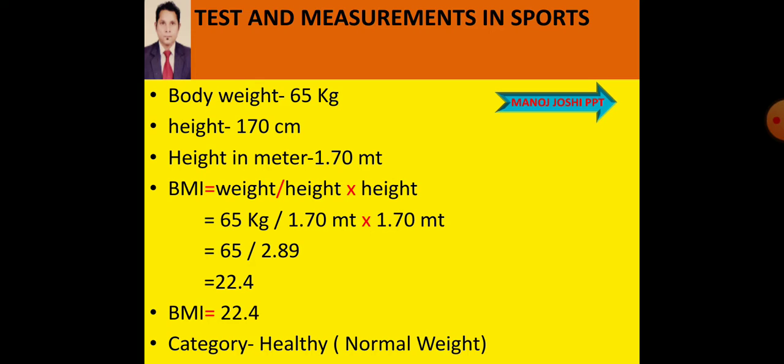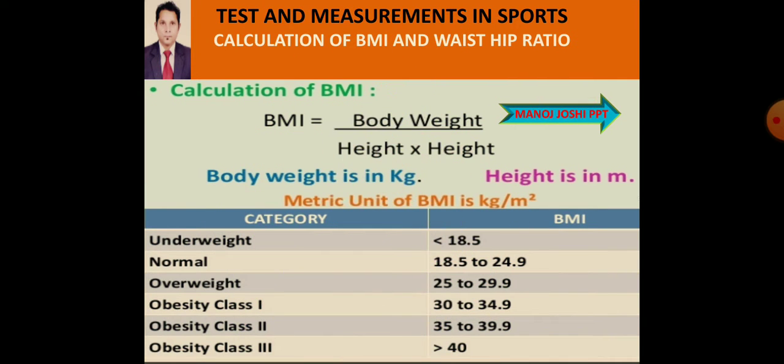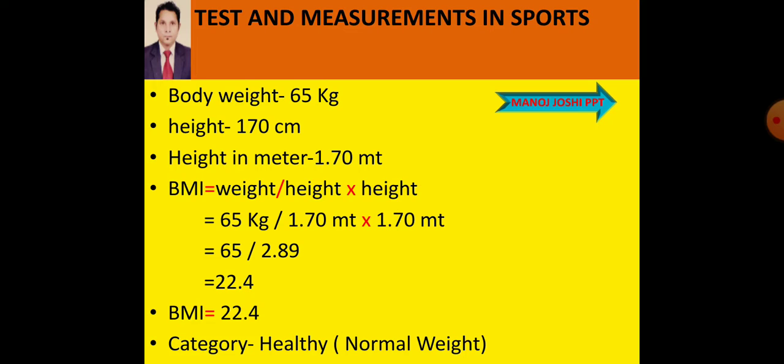If we refer this value 22.4 to the index, it comes in the second category, the normal category. So the BMI category of the person is normal weight or healthy. So this way it is calculated.